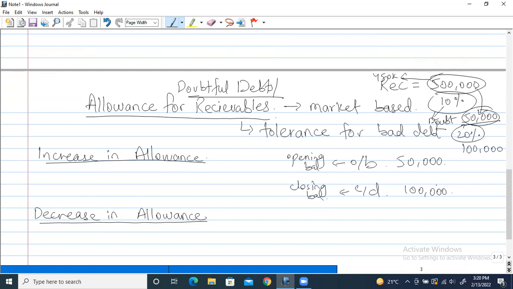So this is the opening balance. Now the uncertainty has risen to 100,000. You can see, 100,000 means that first the uncertainty was 50,000.